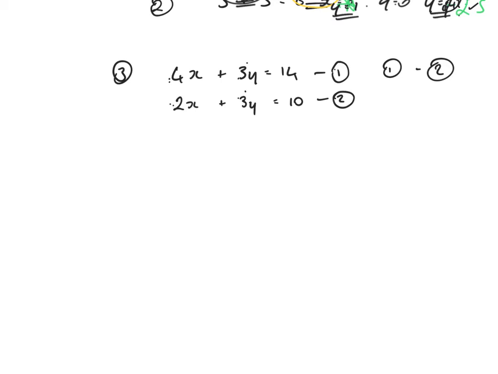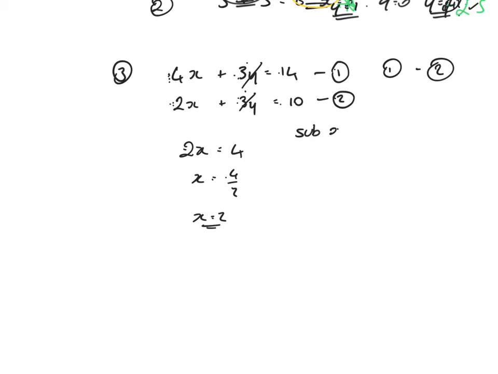So anything in equation 1, I'm going to subtract equation 2. So I've got in equation 1 4x, so it's going to be 4x take away 2x, that's 2x. I've got 3y take away 3y, they'll cancel out. I've got 14 take away 10, which is 4. I'll then bring the 2 down, divide, and that's 4 divided by 2. x is equal to 2.